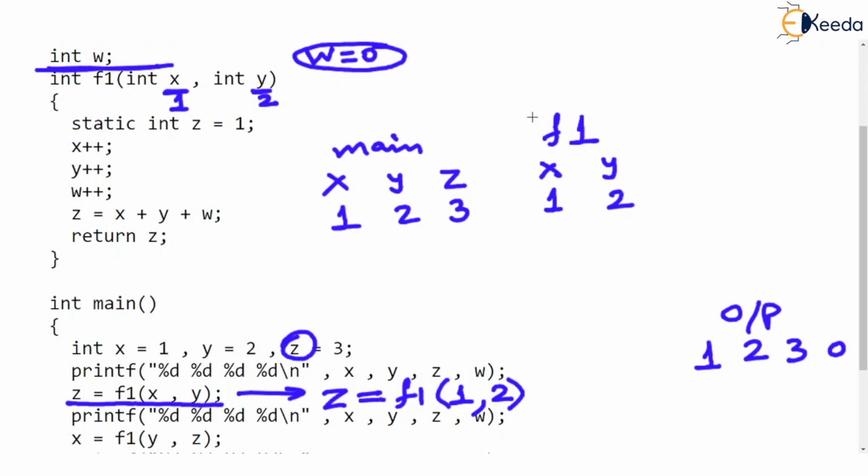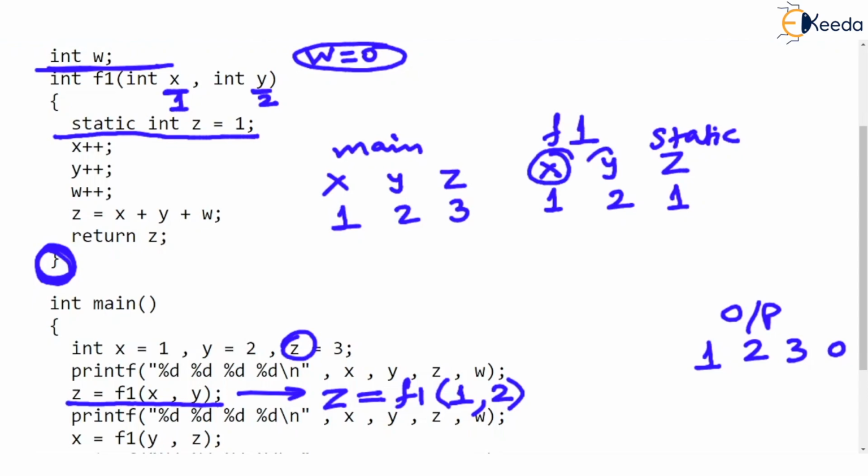And then what comes next is f1 says that I have a variable z with value initialized to 1. And listen, this is a static variable. So what is the property of the static variable? Even when this f1 function will end, this z will not be destroyed. But x and y, which are local parameters, will get destroyed from the memory.